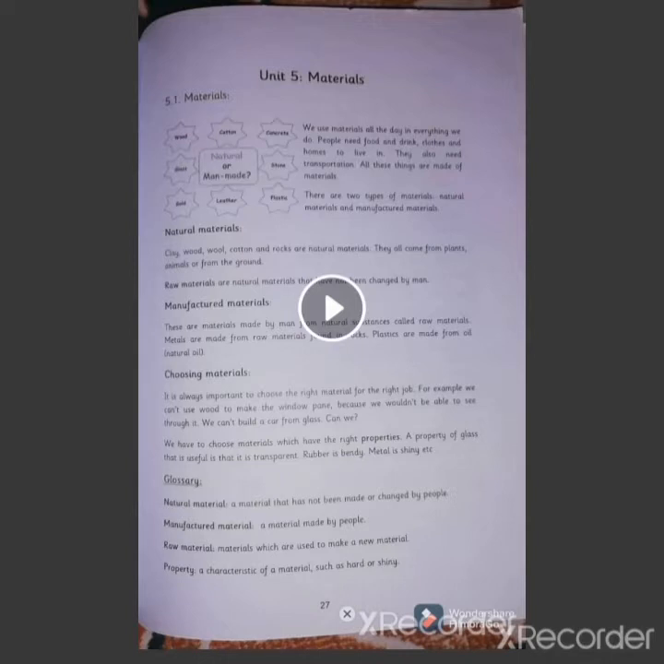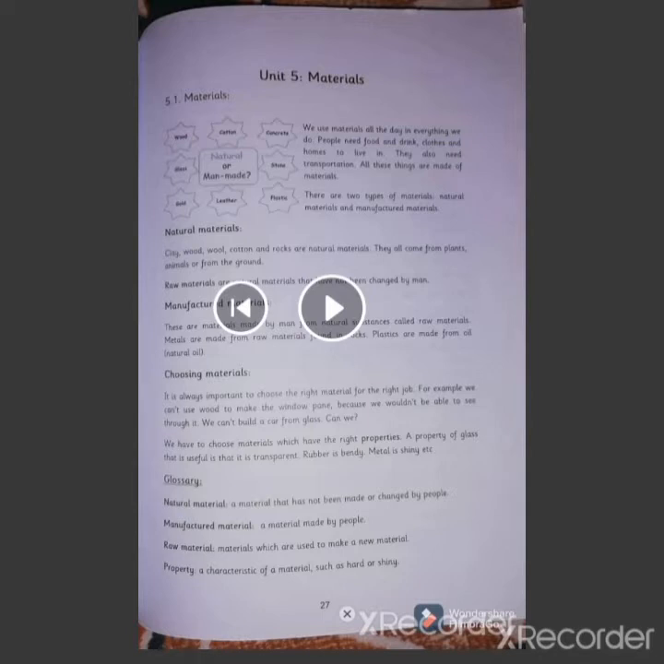Materials are everything or anything that we use for ourselves. Let's start reading. We use materials all day in everything we do. People need food and drinks, clothes and homes to live in. They also need transportation. All these things are made of materials. So, like they said, materials are everything that we use for ourselves.